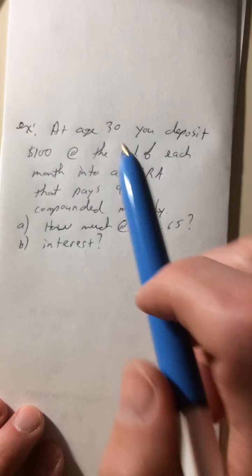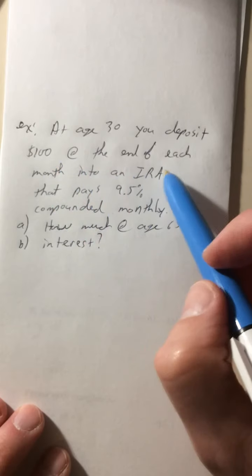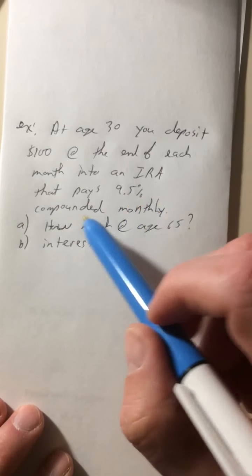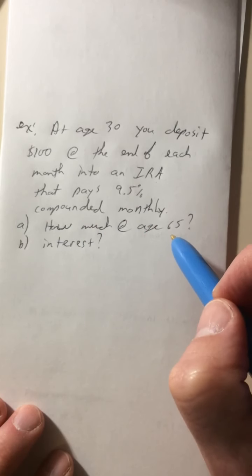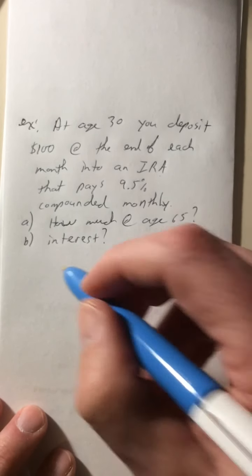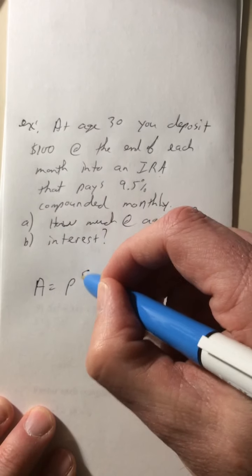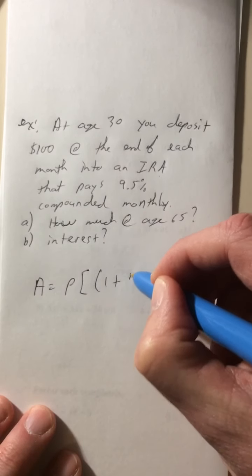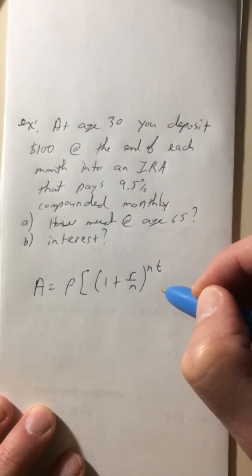All right, so let's say at the age of 30, you deposit $100 at the end of each month into an IRA that pays 9.5% compounded monthly. How much do you have at the age of 65, and how much interest did you make? So let's find out. Again, we have our formula here, A equals P, and then 1 plus R over N to the NT. That's all the same as it was before.